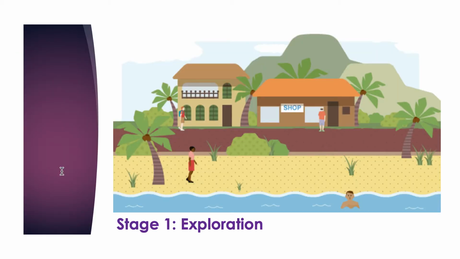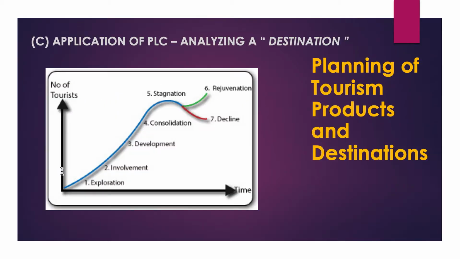The first stage is exploration. Let's look at the stages. The first one is exploration, the second is involvement, the third is development, the fourth is consolidation, and the fifth is stagnation. After stage 5, there are several possibilities, but here you can only see 2, because they are the extreme outcomes: decline, or rejuvenation. All right, let's move on.